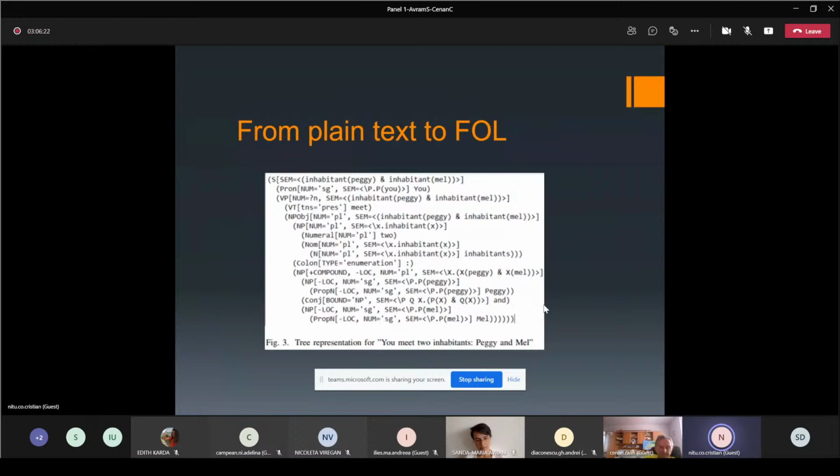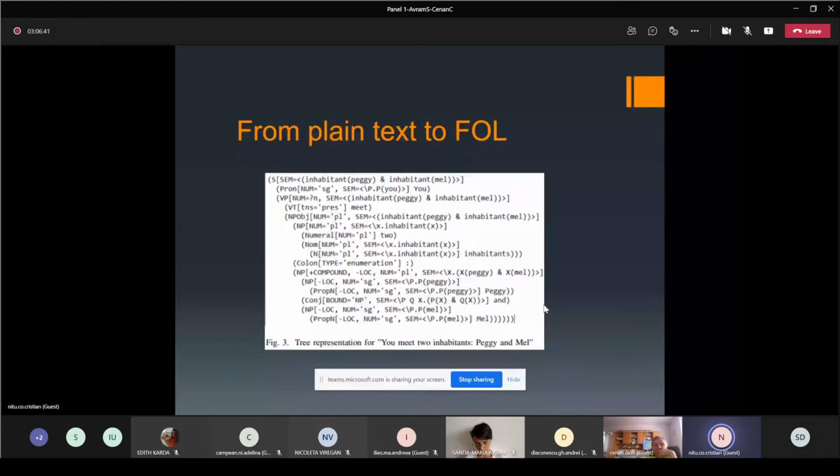Here we can see a tree representation for a sentence from our puzzles. "You meet two inhabitants, Peggy and Mel." On the first line, we see the semantic of the sentence, inhabitant(Peggy) and inhabitant(Mel). This is expressed in first-order logic. And on the next lines, we can see how this semantic was obtained.